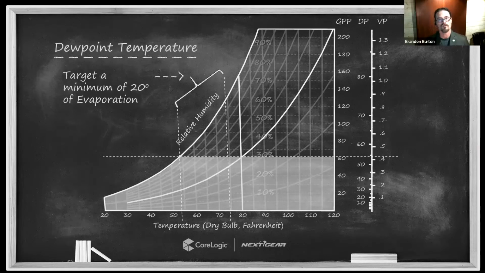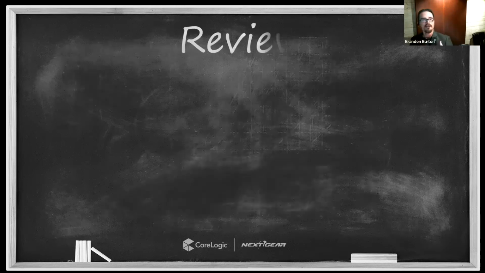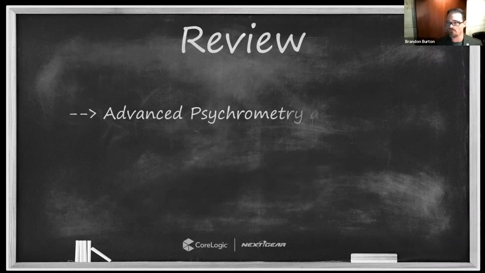Be 20 degrees above dew point. And if you can't get the material warmer, lower the humidity in your air, which will lower the dew point of your air, right? But delta should be 20 degrees. That delta should be 20 degrees Fahrenheit. Okay, that's the goal. All right, so that wraps us up on running through psychrometry.